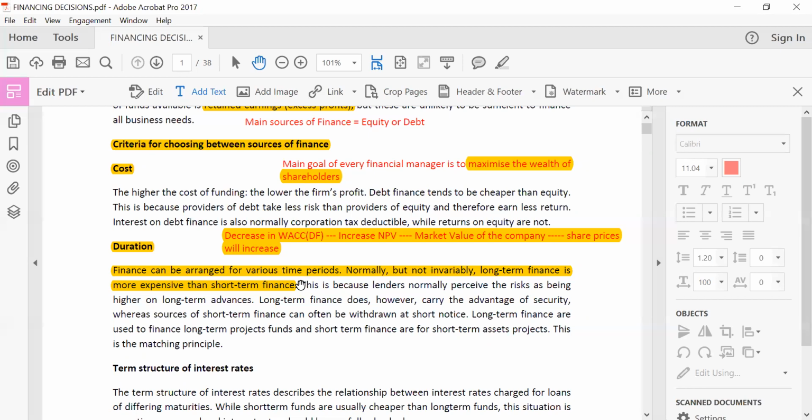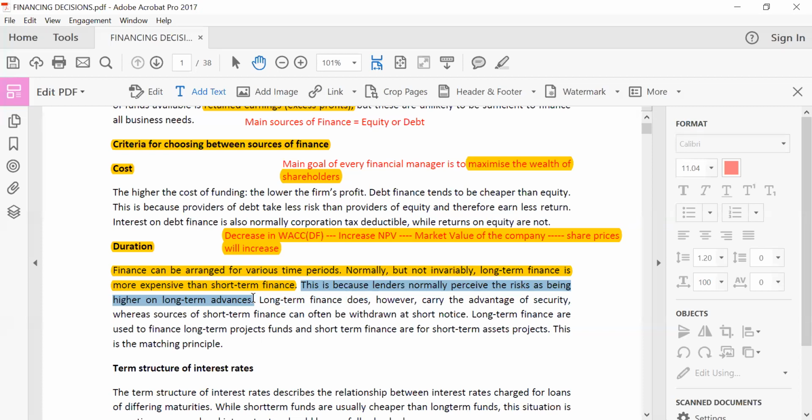So let's proceed. This is because lenders normally perceive the risks, those who are lending, not the borrower. The bank will be the lender. The person going for the loan is the borrower, right? So the lenders are the people who are giving the money. The one who is going for the loan or going for the fund is a borrower, right? It's important I explain that terminology. This is because lenders normally perceive the risks as being higher on long-term advances.